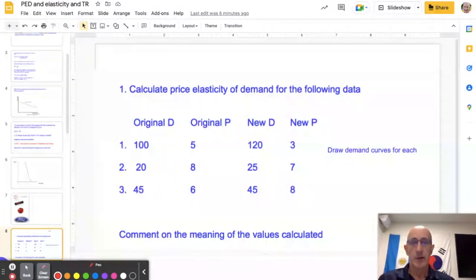You can practice the calculations, and you should do that so you know how to work out PED fairly comfortably. Just be careful with making sure you get demand on the top, price on the bottom. It's always going to be that way.